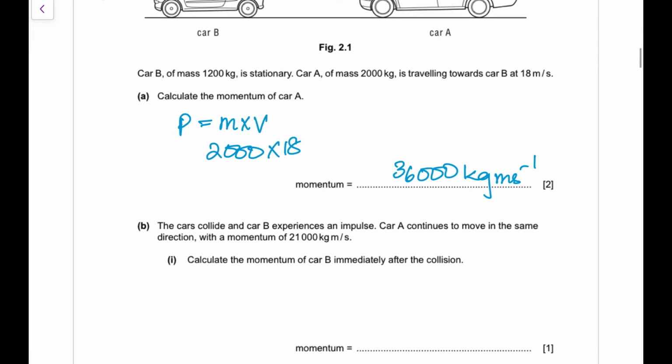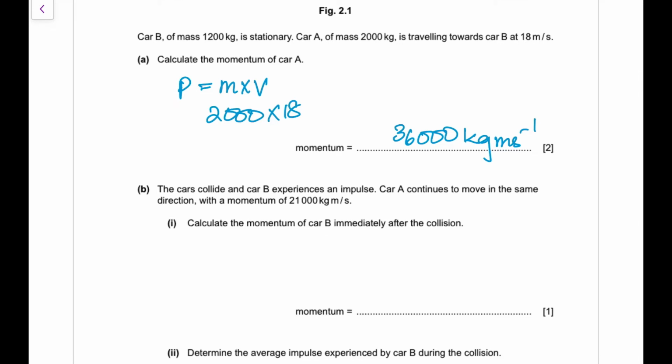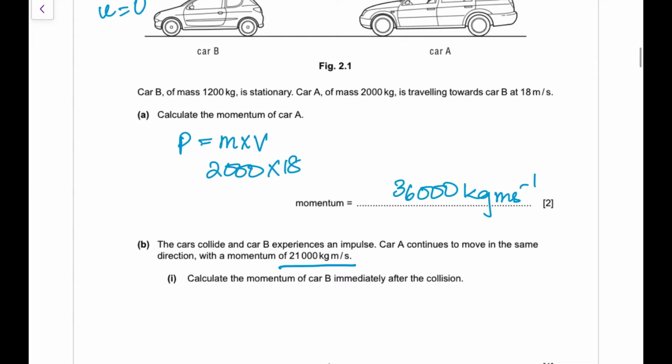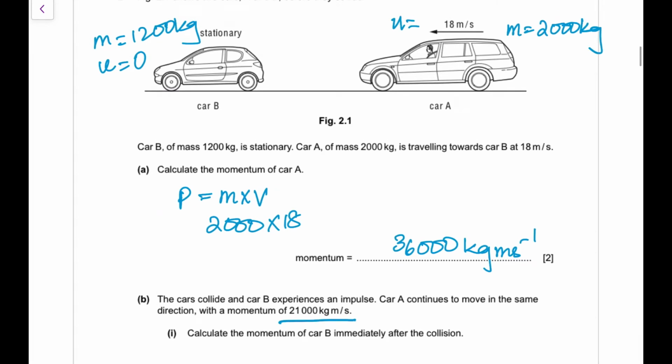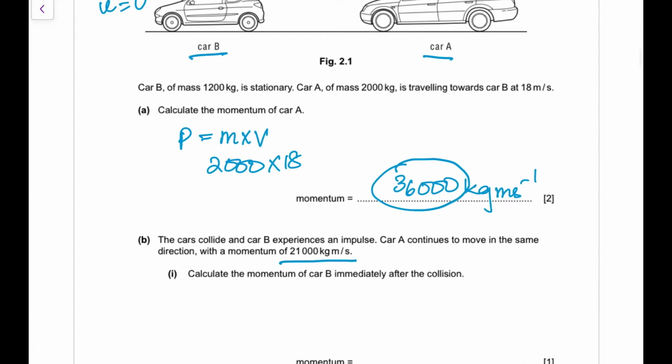The cars collide and car B experiences an impulse. Car A continues to move in the same direction with a momentum of 21,000 kg meters per second. Calculate the momentum of car B immediately after the collision. According to the law of conservation of momentum, the total momentum before collision is equal to the total momentum after collision. Before collision, car B had 0 momentum, and so that means the total momentum before collision was the momentum of car A, which was 3600. Now after collision, the sum of momentum of car A and car B has to be equal to 3600. So that's what I'll write over here.